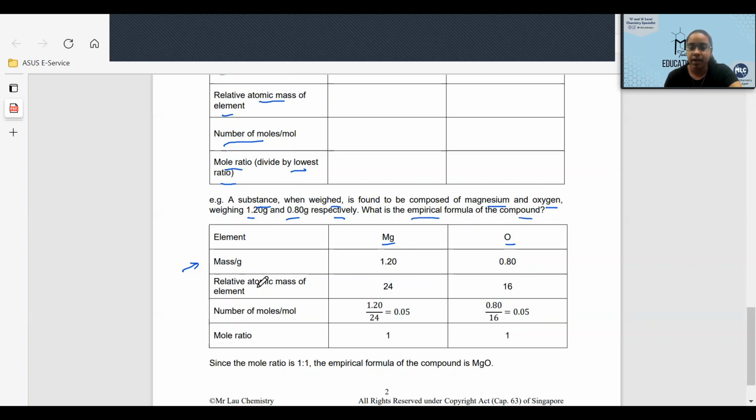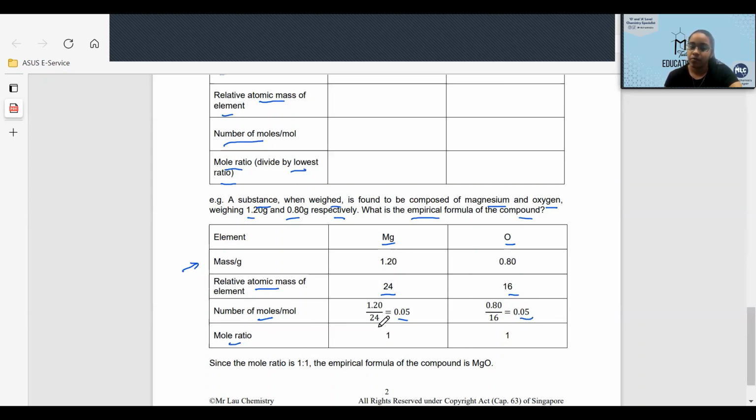So next thing is to find out the relative atomic mass of each element respectively by looking at your periodic table. So for magnesium it's 24 and for oxygen it's 16. Next, calculate the number of moles. So for magnesium it will be 1.20 divided by 24, which will give you 0.05. And for oxygen it will be 0.80 divided by 16, which will also give you 0.05.